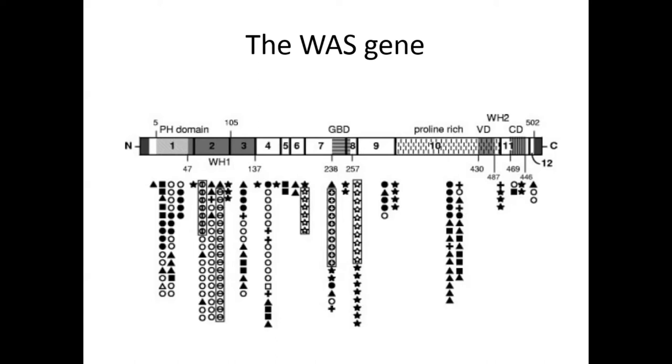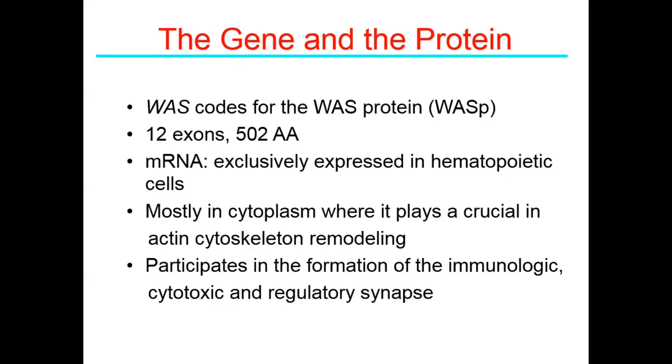These open circles, those are missense mutations. They are usually mild, and the closed circles are nonsense mutations. They have no protein. Those are usually the severe cases, deletions and insertions, and I will get to that. So there is some correlation between the type of mutation and the presence or absence of protein. But if the protein is present, it's still not working properly.